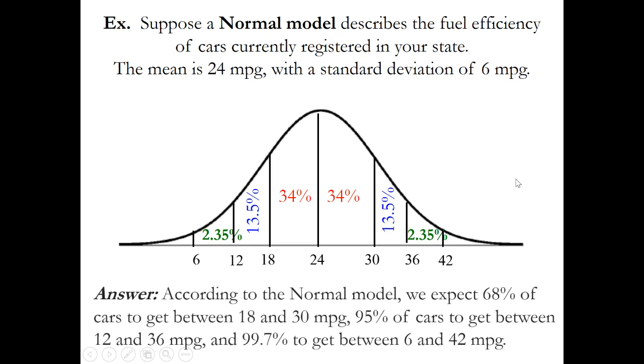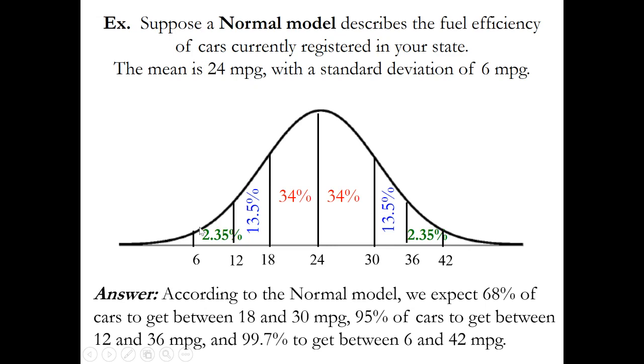So I could describe this by saying, I expect 68% of cars to get between 18 and 30 miles per gallon. I expect 95% of cars to get between 12 and 36 miles per gallon. Finally, I expect 99.7% of cars to get between 6 and 42 miles per gallon. Now, I haven't thought about 100% of cars.